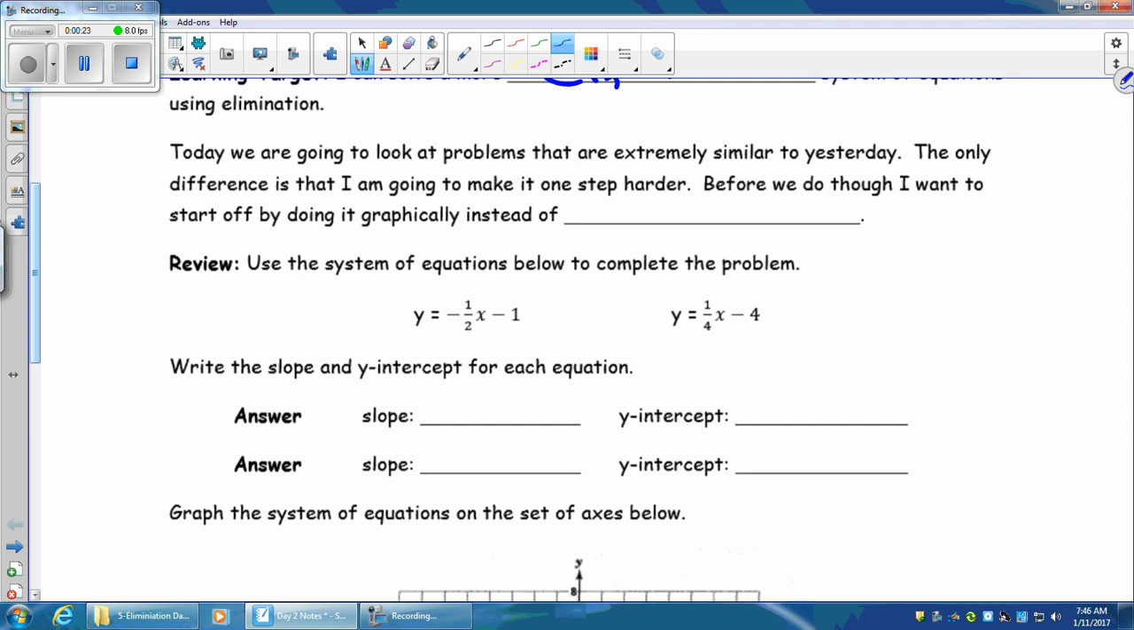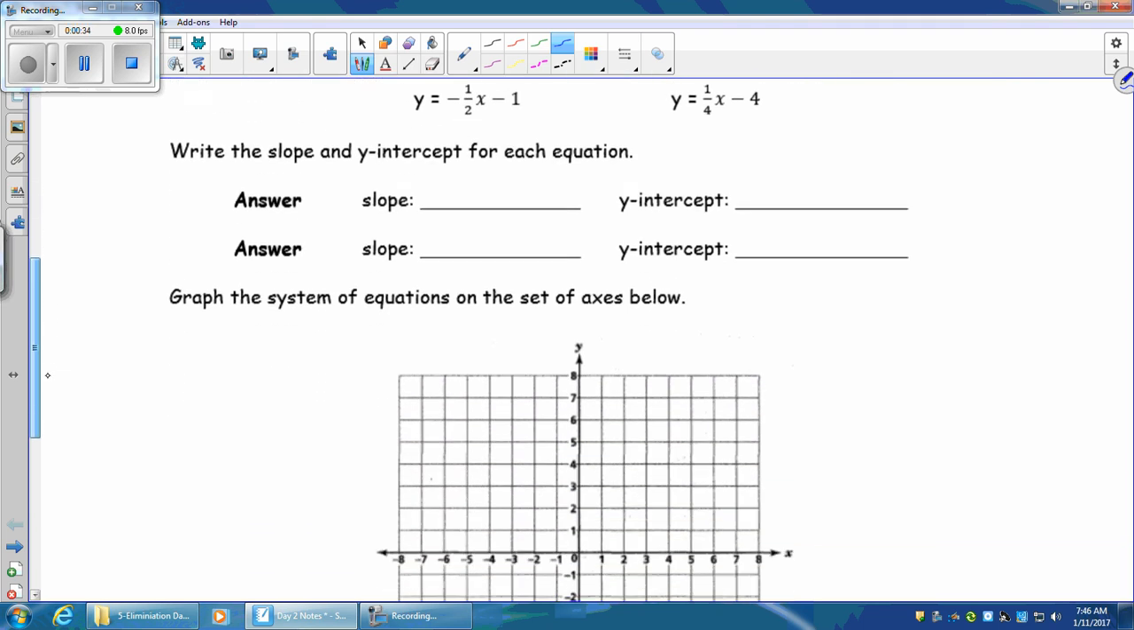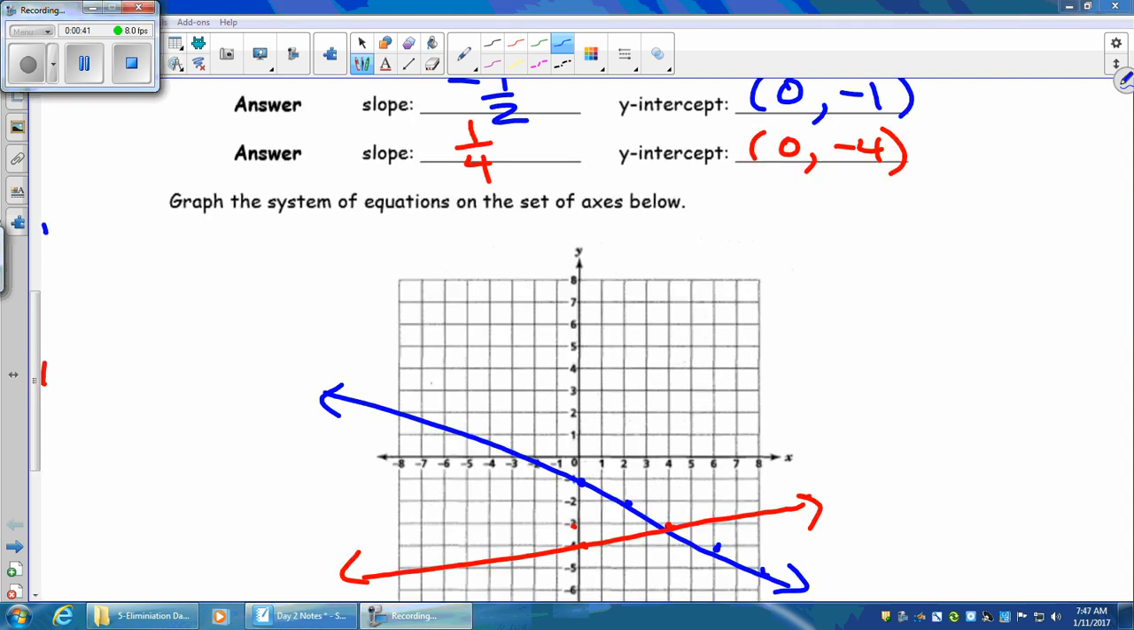Before we do that though, I want to start off by doing it graphically instead of algebraically like we have been. So try these two. Pause the video for a second, try it, and then unpause it when you're good. All right, hopefully that was enough time. I filled it all in for us just so we can see.